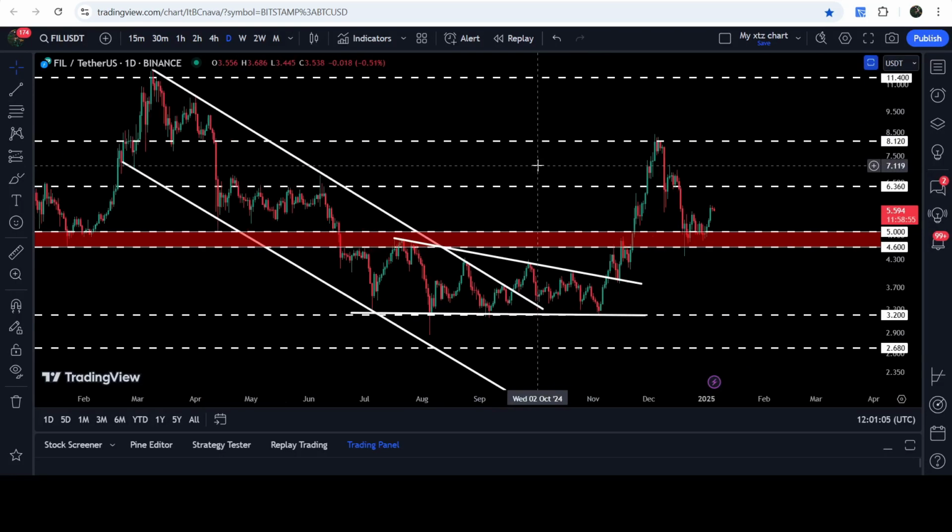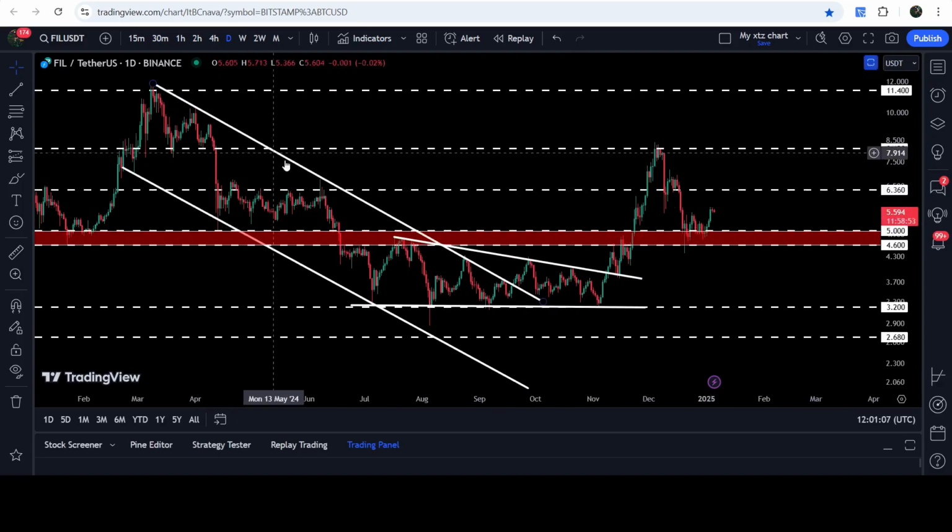On a daily time frame chart, Filecoin has 2 days ago broken out of this down channel and this descending triangle. And after that, the trend is getting reversed from the downside to the upside. You can see that previously it was forming lower lows and lower highs, and now it is forming higher lows. And now there is a probability that after the formation of another higher low here, it may form another higher high. But before that, we will need to break out this resistance of $6.36 and $8.12 as well.